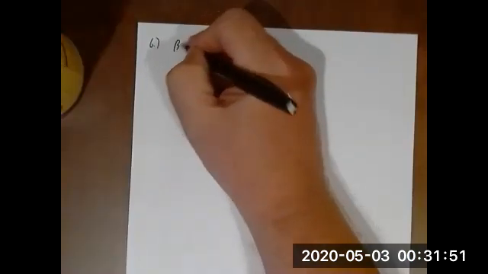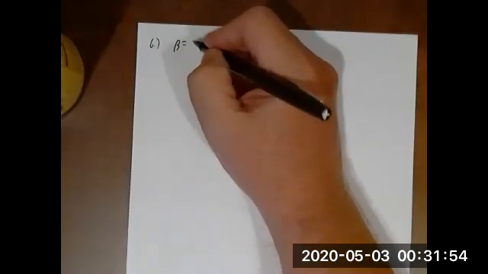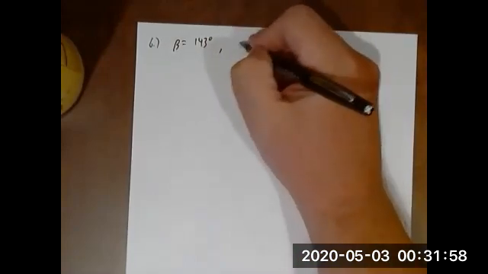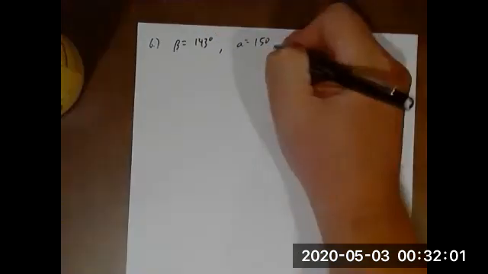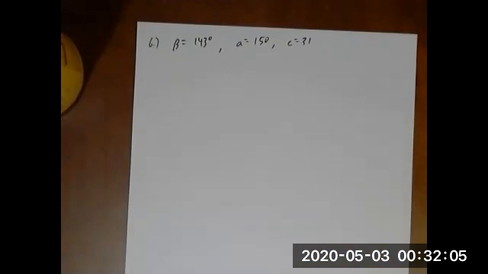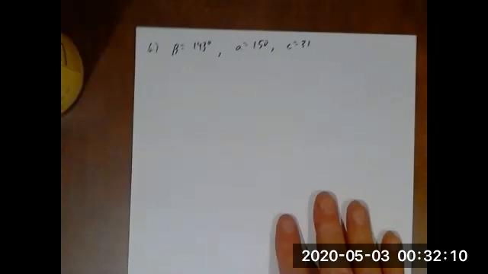All right, number 6, hopefully. Maybe we get to the law of cosines. Let's see. So once again, solve triangle ABC. Beta is 143 degrees. Side A is 150. Side C is 31.